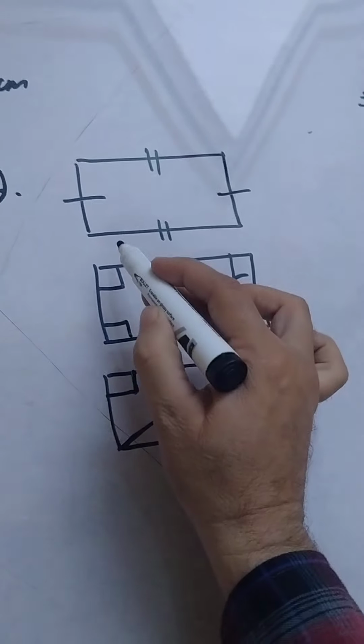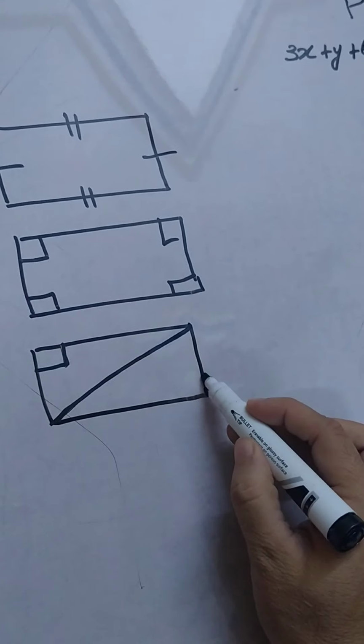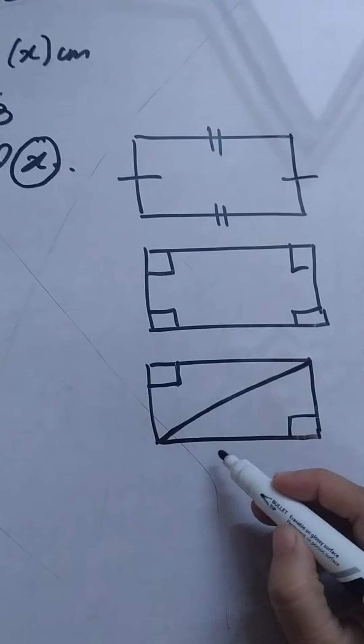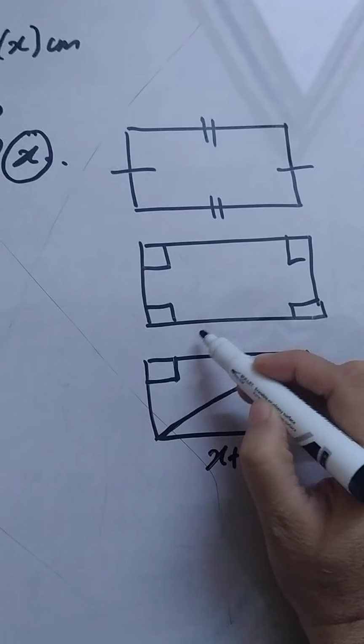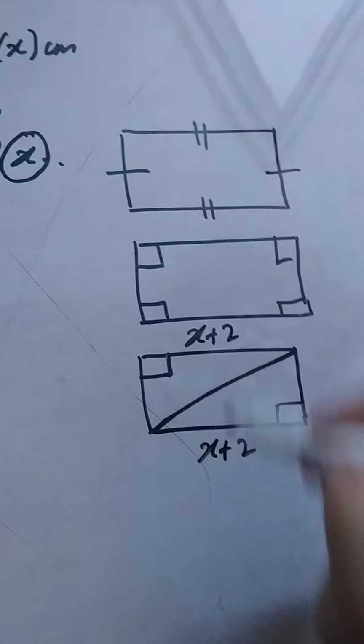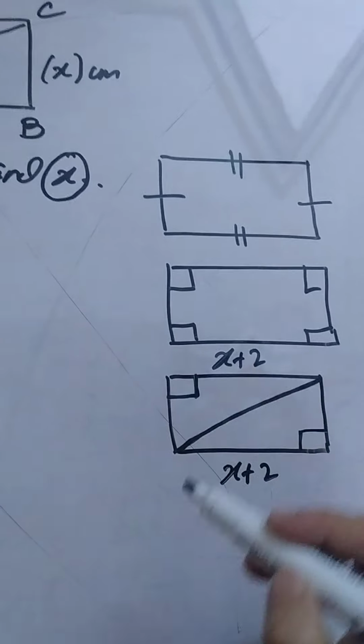Because we know that this interior angle is a right angle. We know that this interior angle is a right angle. Okay guys, so here he said this is x plus 2. If this is x plus 2, so I know that this is also x plus 2 because opposite sides are equal in length. The two longer opposite sides are equal in length.